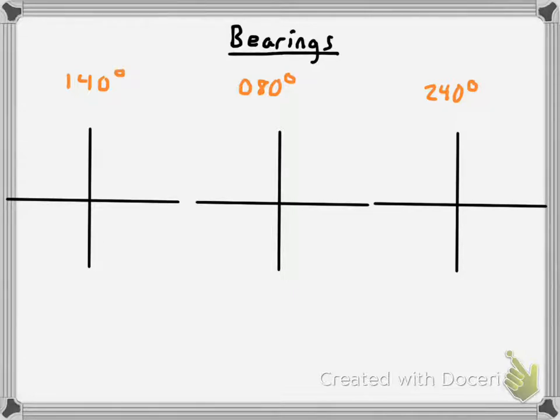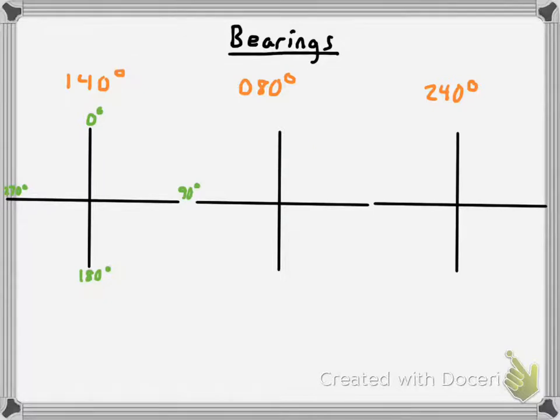So whenever we're working with three-figure bearings, we're going to assume that the direction north is 0 degrees. And then we're going to rotate clockwise. And as you rotate clockwise, that would make 90 degrees your east. And then 180 degrees would be south. And then if you were traveling 270 degrees, you would be going directly west. And then if you go all the way around, of course, 360 degrees corresponds with 0 again.